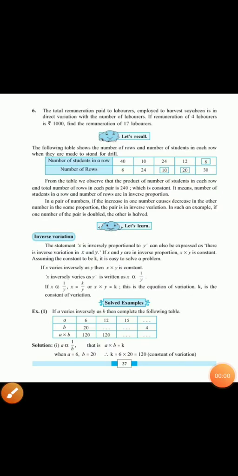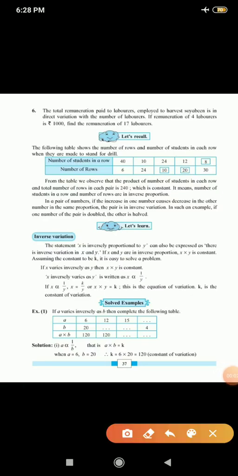Okay students, let's continue in the second video now. The following table shows the number of rows and the number of students in each row when they are made to stand for a drill. Number of students in a row: 40, 10, 24, 12, 8. Number of rows respectively: 6, 24, 10, 20, 30.